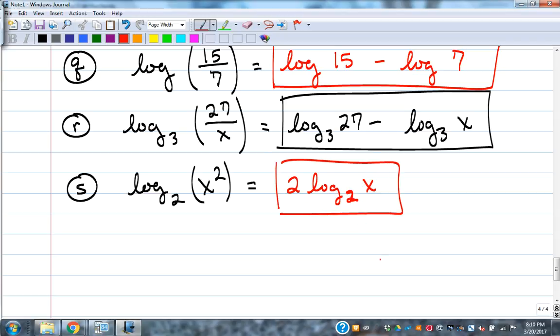The reason it moves to the front is, remember, with exponent rules, when you had something like x to the third squared, you multiplied exponents, right? So by moving it to the front, that's like saying 2 times the log base 2 of x. That's what you're doing there. That's the exponent rule that's related to. Okay. So the exponent moves to the front.